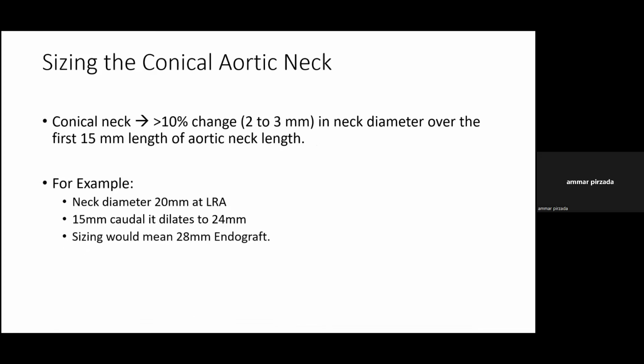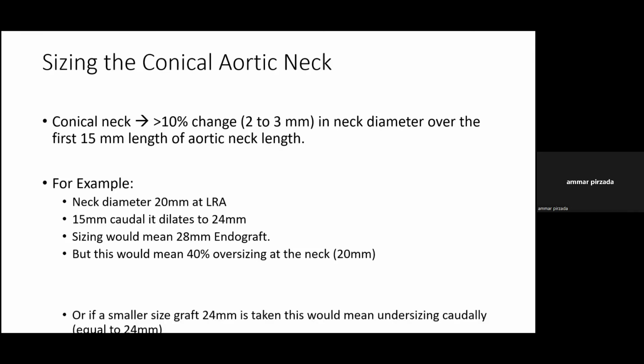Sizing, we already talked about it. It should be at least 10 to 20%, or the oversizing should be of 10 to 20%. So sizing for this would mean an endograft of 28 millimeters in size. But obviously, if we take a 28 millimeter endograft, this would mean 40% oversizing at the neck, which was 20 millimeters at the lowest renal artery. And obviously, we don't want further oversizing beyond 20%, so 40% is a bit too much.